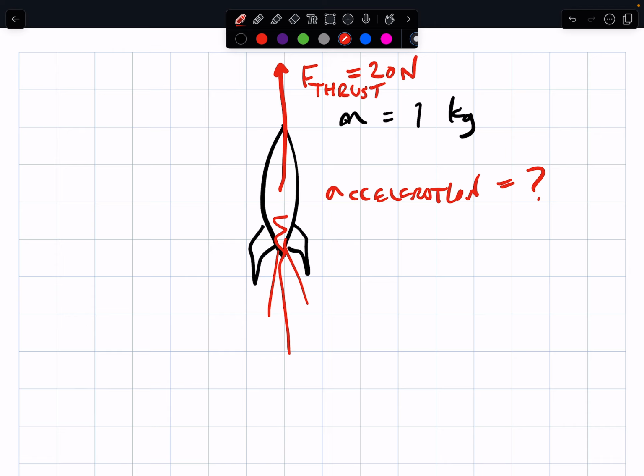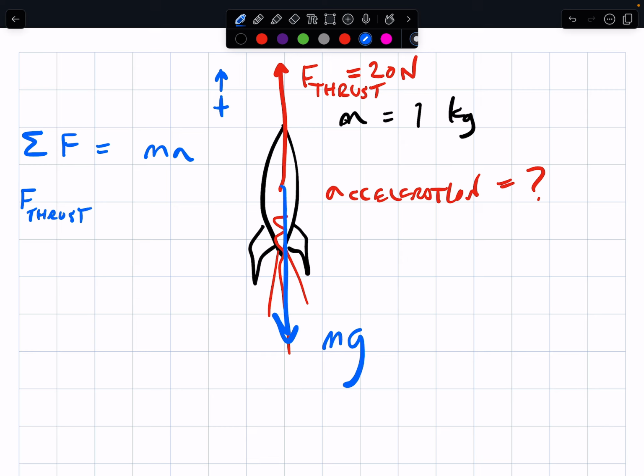So first I'm going to draw the rest of the forces acting on the rocket. So this is when it lifts off, so it's not on the ground anymore, but it still has weight, and the weight of anything near the surface of the Earth is mg. So there's your picture. I'm going to use up as the positive direction, and I'm going to write Newton's second law, which is net force is equal to mass times acceleration. So the net force on this is going to be the thrust force minus the weight of the rocket is equal to the mass of the rocket times its acceleration.